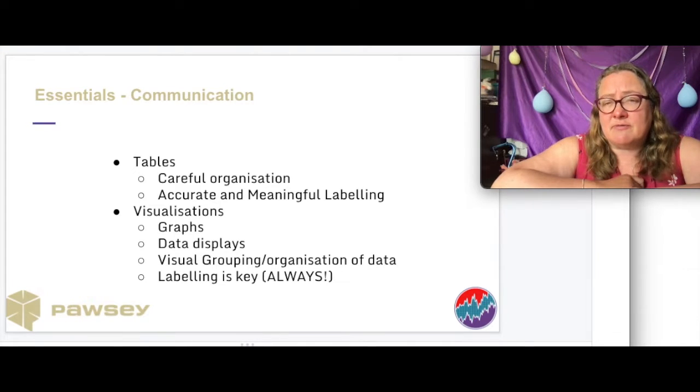So when we talk about visualizations, we're talking about graphs, data displays, visual grouping or organization of data, and really any form of making data visual and making it easier to see. So even color highlighting of text can be a form of visualization. But what we always need to remember is that labeling is key. It's absolutely essential, and it tends to be something that gets forgotten, neglected or poorly done.